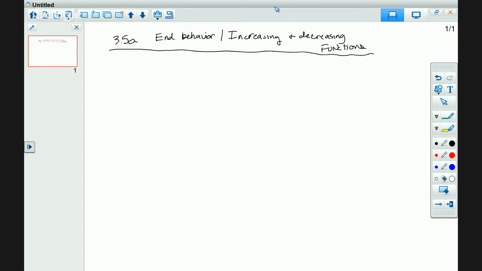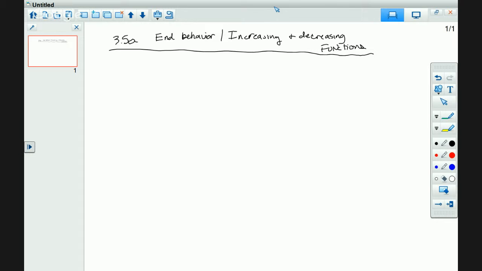Okay, so basically we're talking about how functions act and what they do. End behavior talks about going way out to infinity and what happens there. And increasing and decreasing is what is happening within the function that you can actually see on the graph. Right, so we're talking about the picture and what goes on way out far.